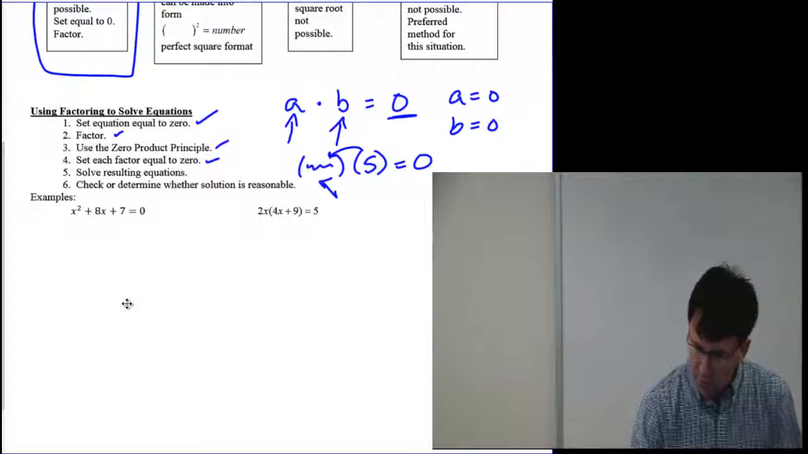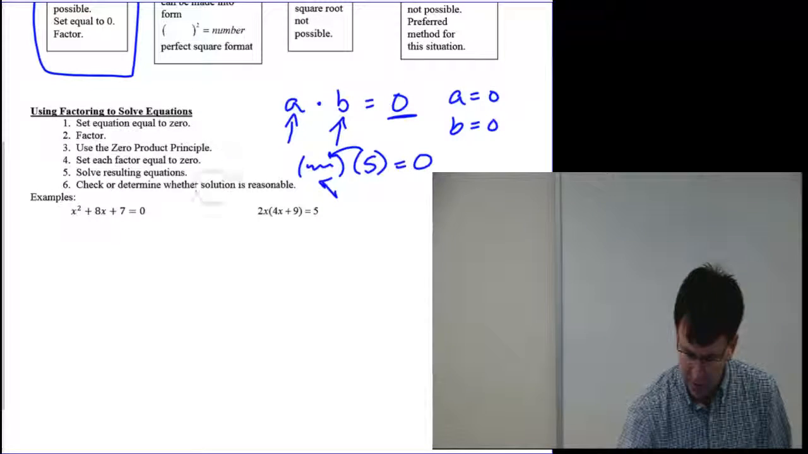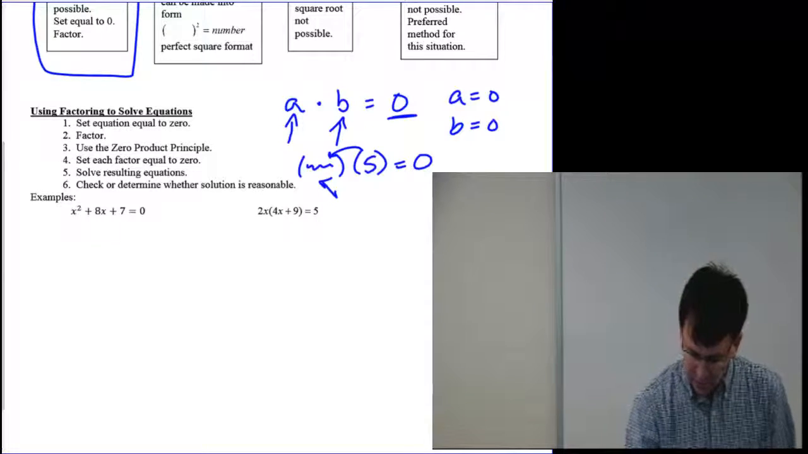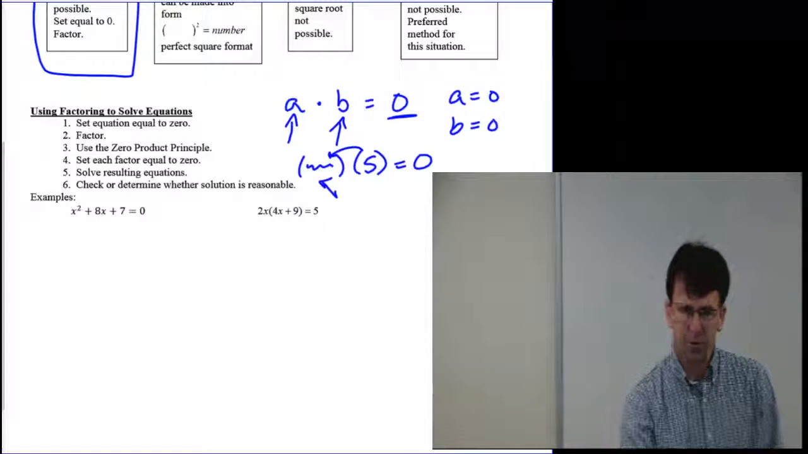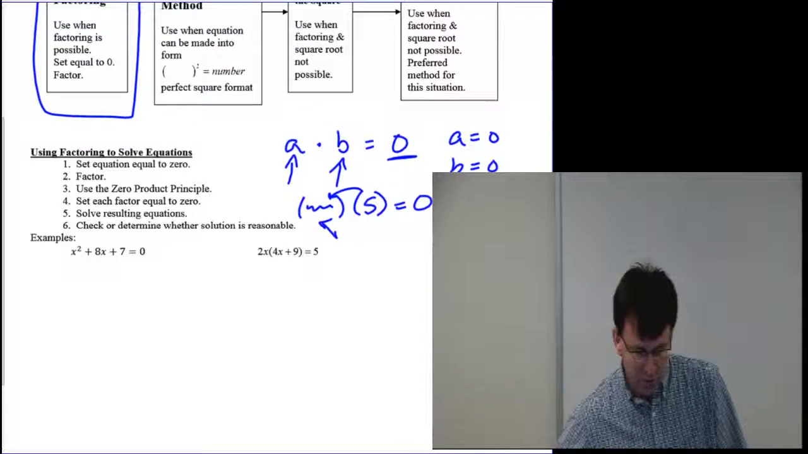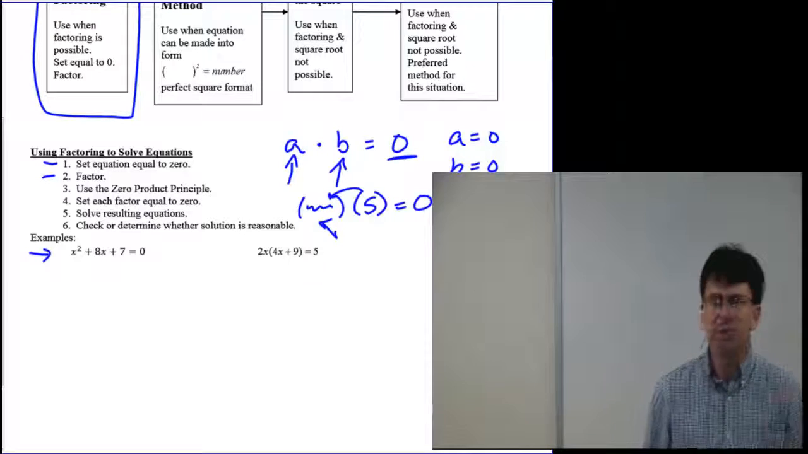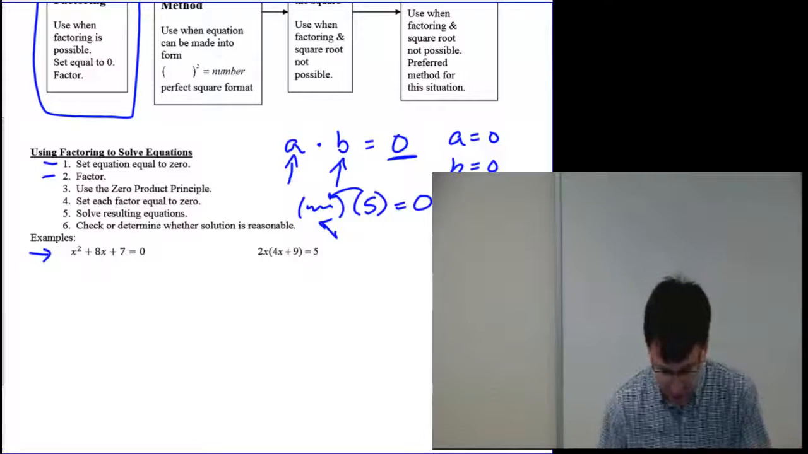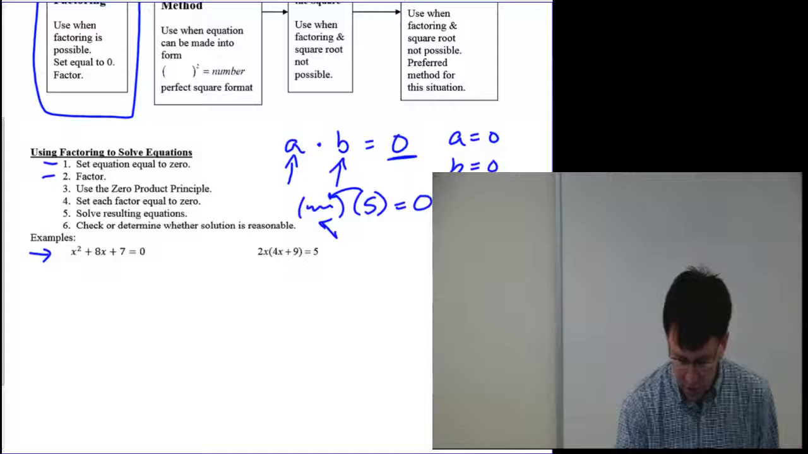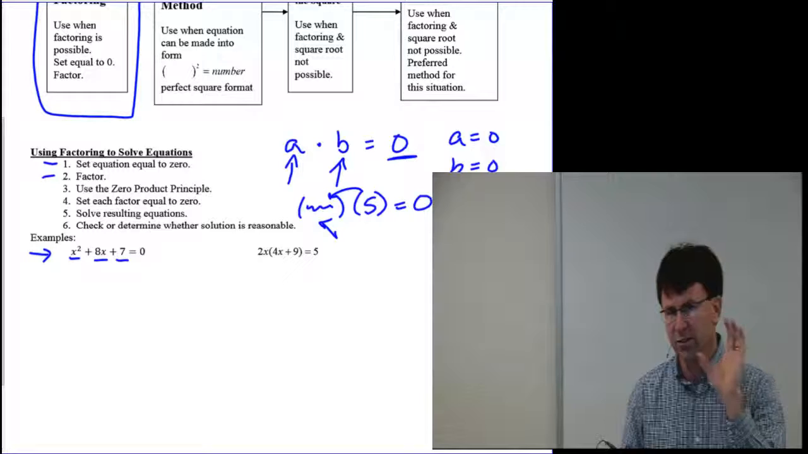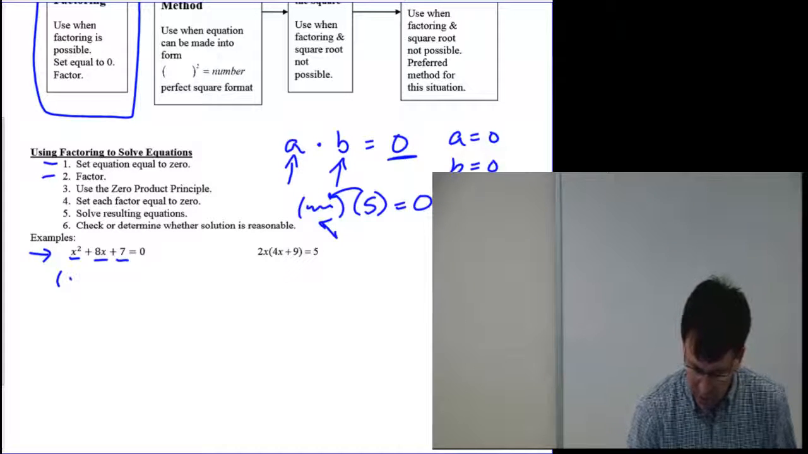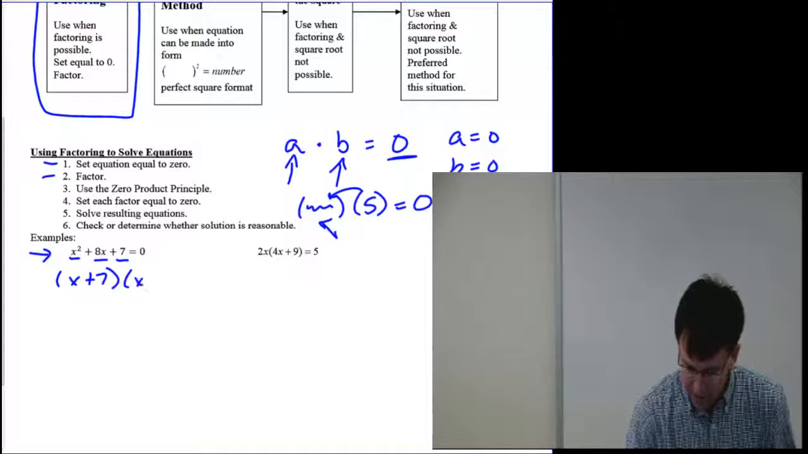So let's put it to work and see what we get. Let's cross these out so we can progress as we go. I've been given this x squared plus 8x plus 7 equals 0. The strategy here is that I factor if possible, so set equal to 0 and factor. It's very nice that this is factorable. This trinomial, x squared plus 8x plus 7, is factorable, and that's why it works. I can factor that very quickly to be x plus 7, x plus 1.